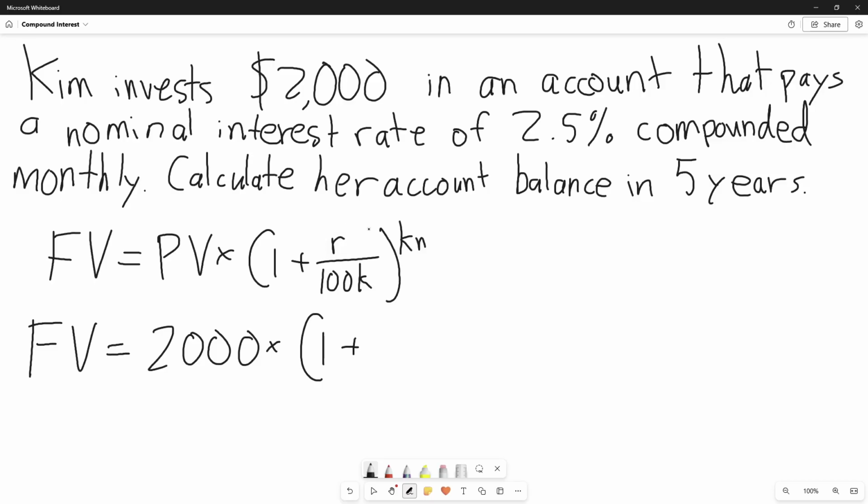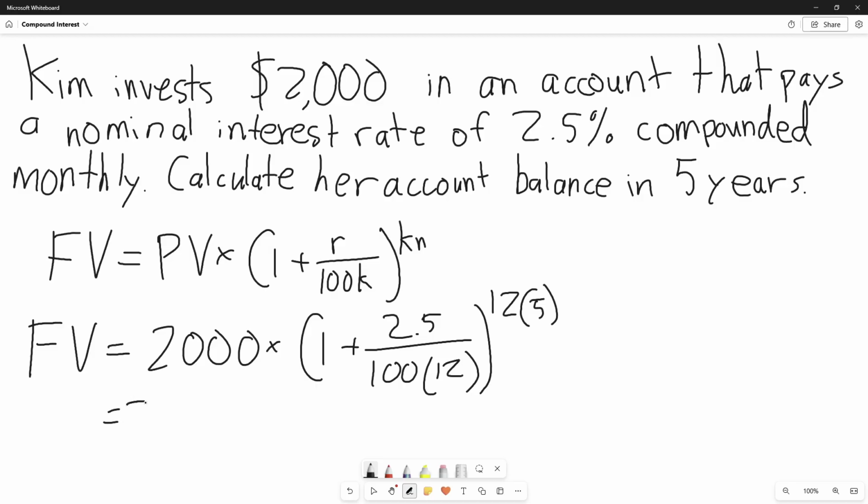that's your interest rate, and it says a nominal interest rate of 2.5%, so that means r will be 2.5 over 100k. And since it's compounded monthly, that means you get it compounded 12 times per year, so k is 12, to the power of 12 times 5. And you can try to put this into your calculator to see what you get. I'll just simplify a little bit more. So 2,000 times 1 plus 2.5 over 1,200 to the power of 60.